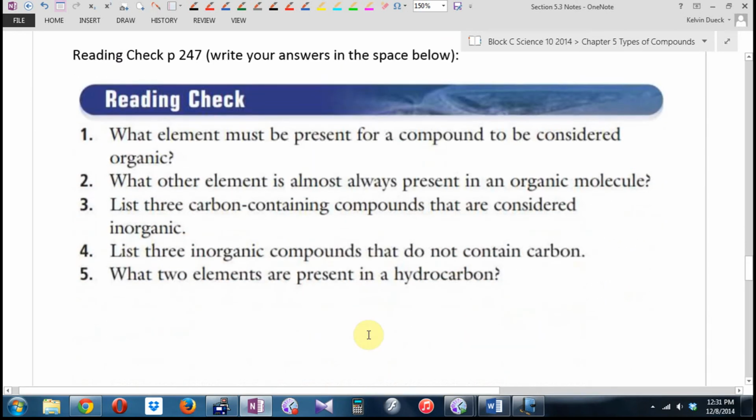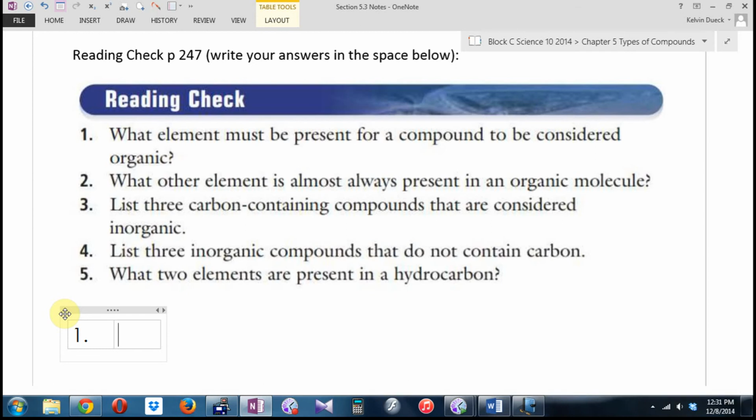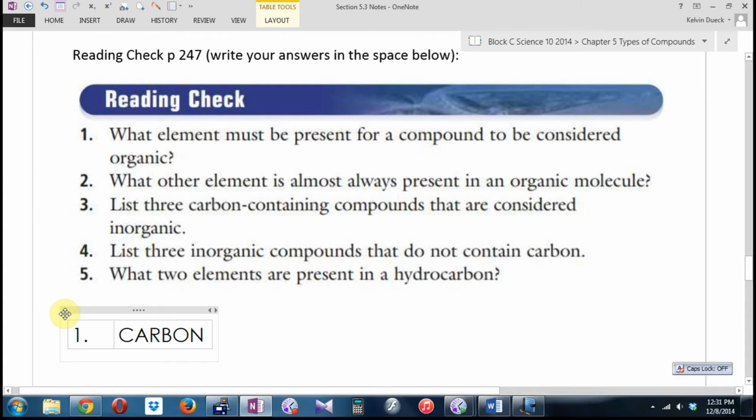Reading check. Write your answers in the space below. We're going to do these together right now. Number 1. I think there's space, is there not? So how about in the space below where I said write your answers in the space below? Hey, what element must be present for a compound to be considered organic? Carbon. Is that guaranteed that it's organic? No, but it can't be organic without that.